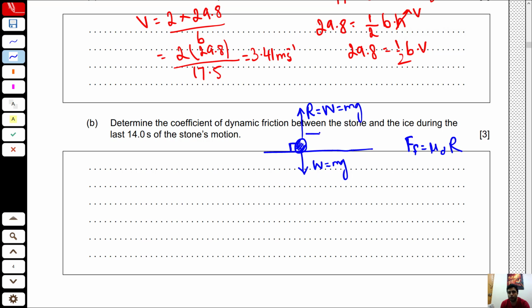And the body is also moving with some initial velocity. Initially the body had a velocity of 3.41 meters per second, and after about 14 seconds, the body decelerates to a final velocity of 0. Okay, why is it decelerating? It's decelerating because there is a frictional force. This is the frictional force, capital F with subscript f, opposing the direction of the motion. So this is the situation here. We need to find the coefficient of dynamic friction.